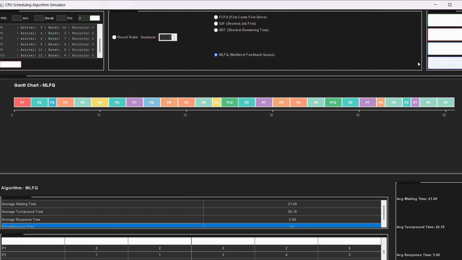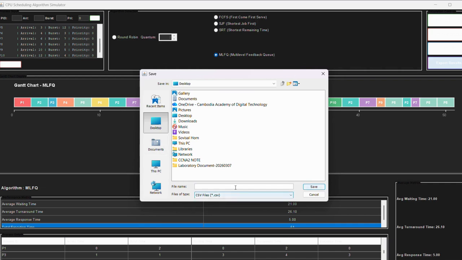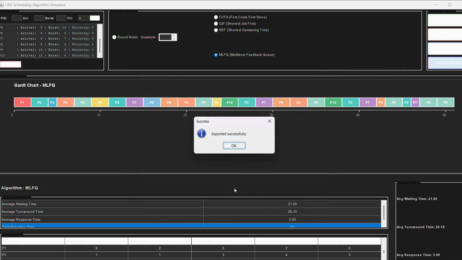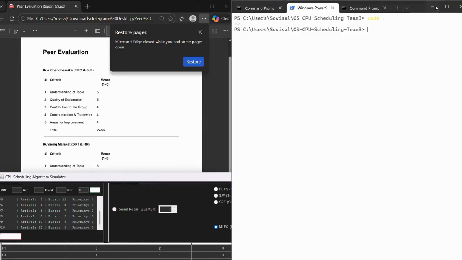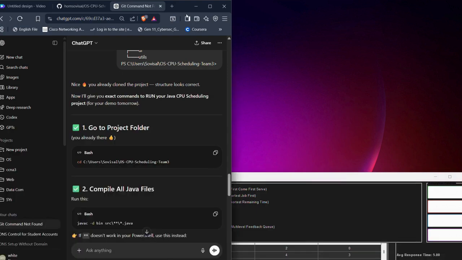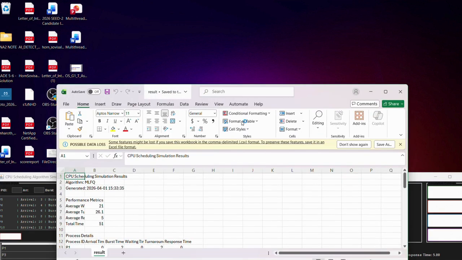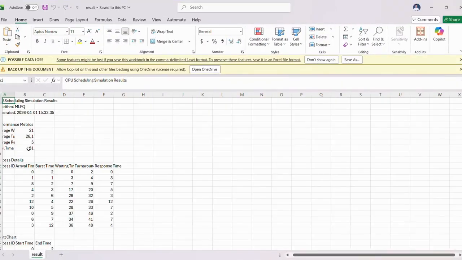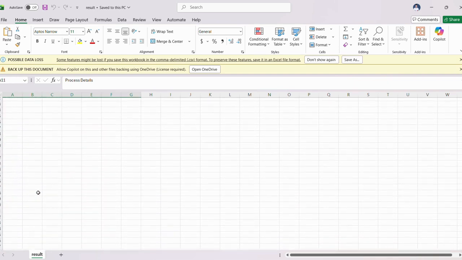We can also export our result. You can see here is our result button, and then we can export it to the desktop as result.csv. This result will go to the desktop. You can see our result has gone to the desktop. We can open it and see our report: CPU schedule result, algorithm MLFQ, performance metrics, process details, and our Gantt chart.